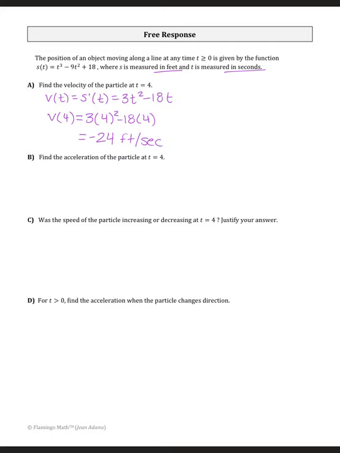Part B says find the acceleration of the particle at t equals 4. So if we want acceleration, that is the second derivative of the position, or the derivative of velocity. Okay, they're all the same thing. So if I take the derivative of velocity here, I would get 6t minus 18. If I want my acceleration at 4, I plug in 4. Do some math, and I will get 6, and then my units are going to be feet per second squared.